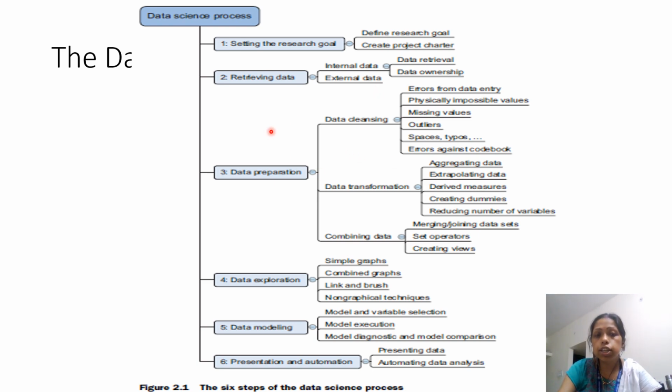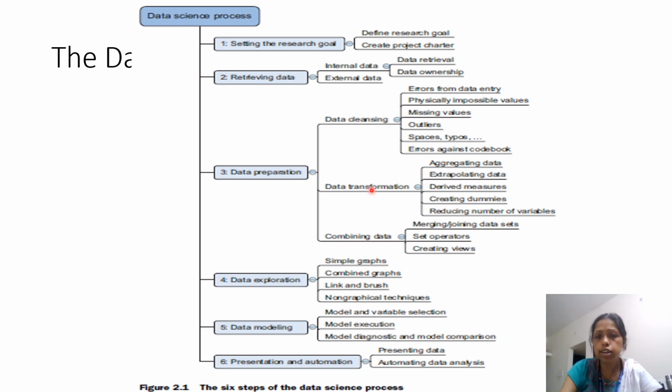After that the second process is data preparation: data cleaning, data transformation, and combining. Data cleaning means if some missing data are available in your data set, you need to clean that data. Also outliers, meaning noisy data or data which is not relevant to other data, we need to clean. Data transformation means aggregation, exploration, and creating dummy data. These I will discuss in the coming lecture.